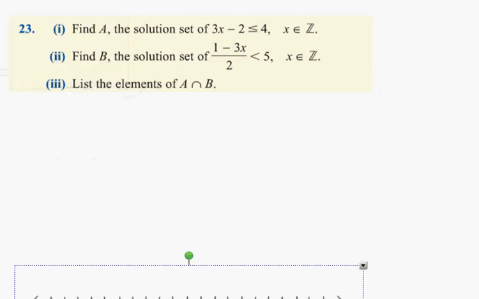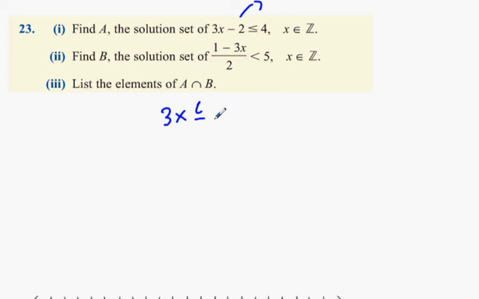Question 23. It says, find A, the solution set of 3x minus 2 is less than or equal to 4. That's quite easy. 3x is less than or equal to 4 plus 2, which is 6. Then x is less than or equal to 6 divided by 3, 2. Okay, perfect. Now, what about the next one, guys?